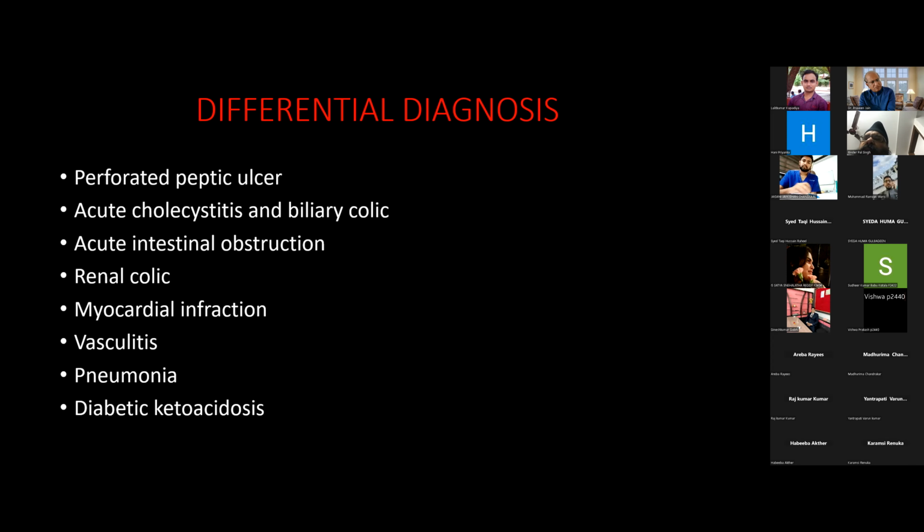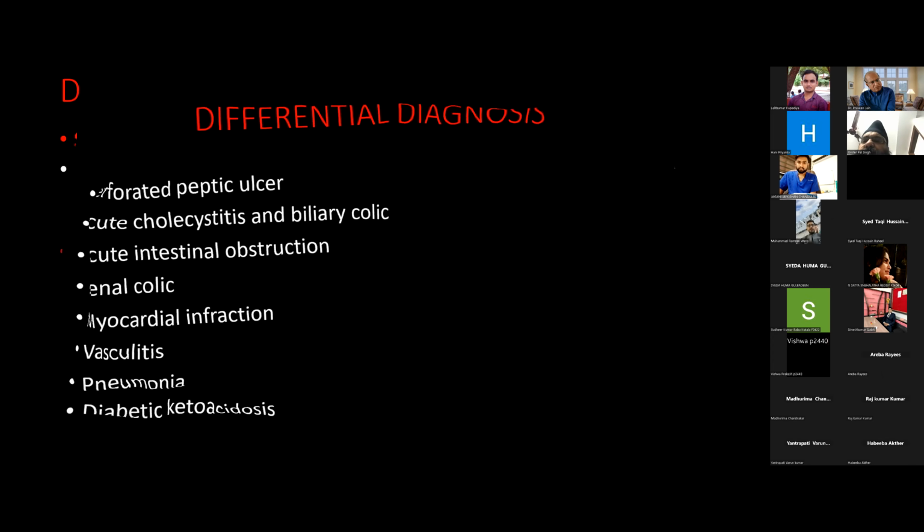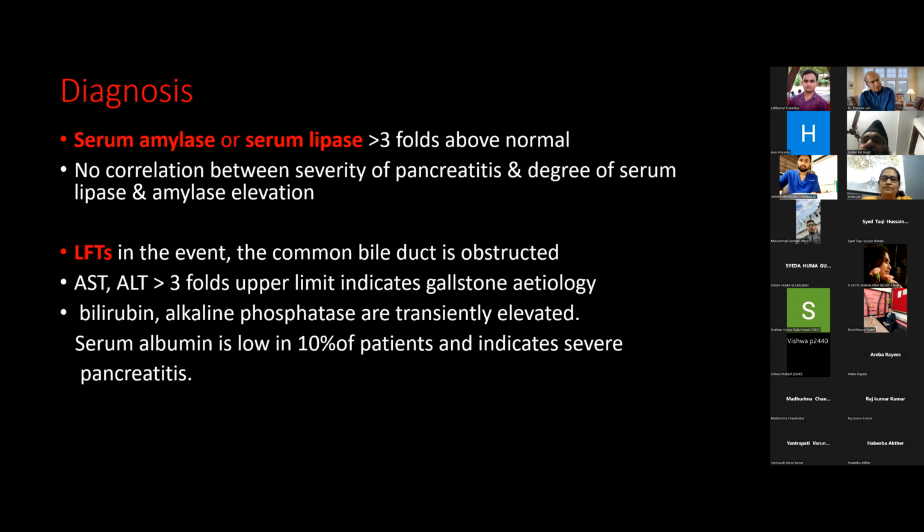So in order to differentiate acute pancreatitis from all these differential diagnoses, we need to do some laboratory investigations. Some of the laboratory investigations are as follows. The two most important laboratory investigations are serum amylase and serum lipase levels. Serum amylase and serum lipase are both elevated early in the course of acute pancreatitis.